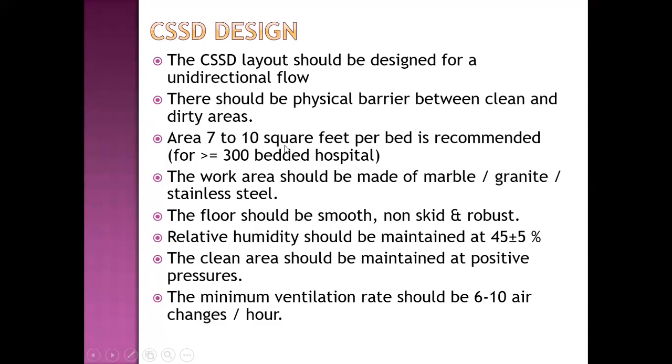Area of 7 to 10 square feet per bed is recommended for hospitals of more than or equal to 300 beds. The work area should be made up of marble, granite, or stainless steel. The floor should be smooth, non-skid, and robust. Relative humidity should be maintained at 45 plus minus 5%. The clean area should be maintained at positive pressure. The minimum ventilation rate should be 6 to 10 air changes per hour.